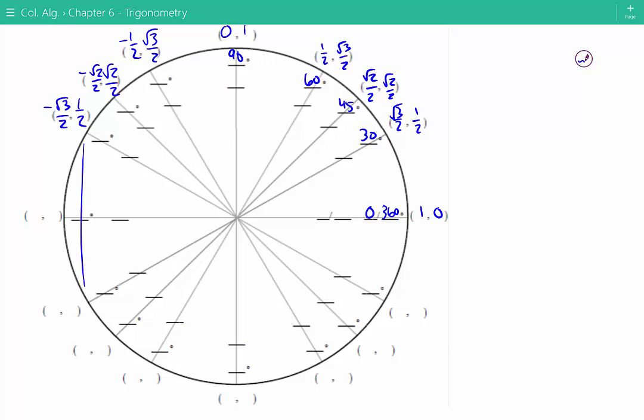Obviously these have the same x coordinate, so you just copy down the same x coordinates here. Obviously this is negative 1, 0, and we just copy down the same x coordinate, square root of 3 over 2, negative square root of 2 over 2, and negative 1/2.